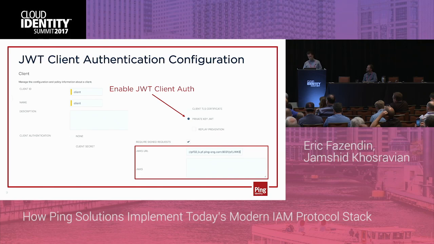There are 2 different ways that you can specify the public key that correlates to this JOT private key. One is through the JWKS URL. The second one is you actually can copy and paste or use an API to import this configuration here.